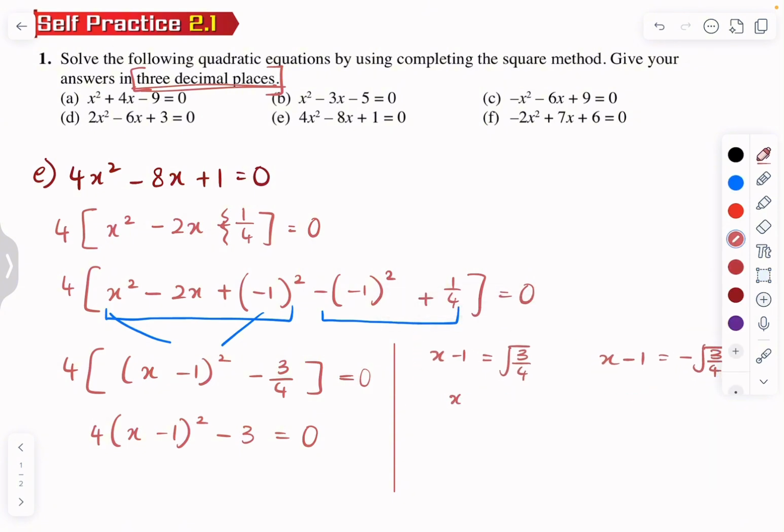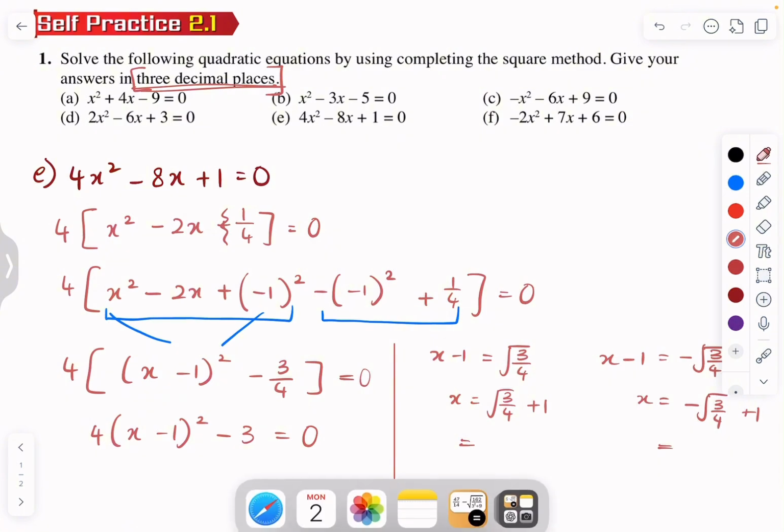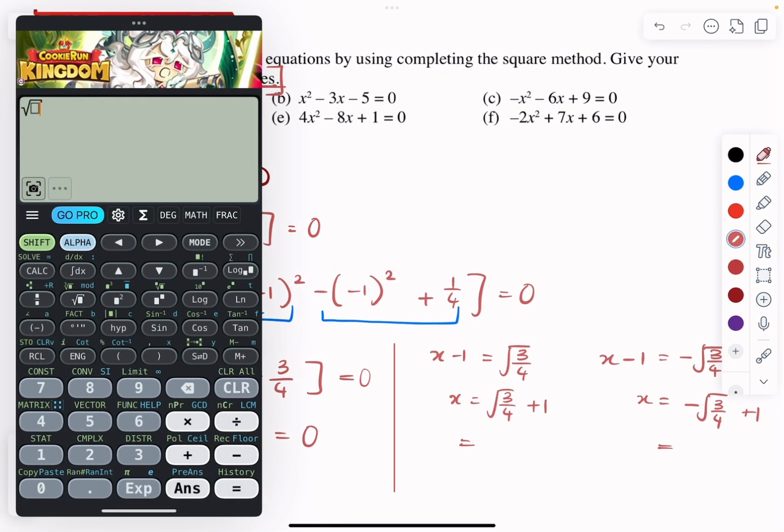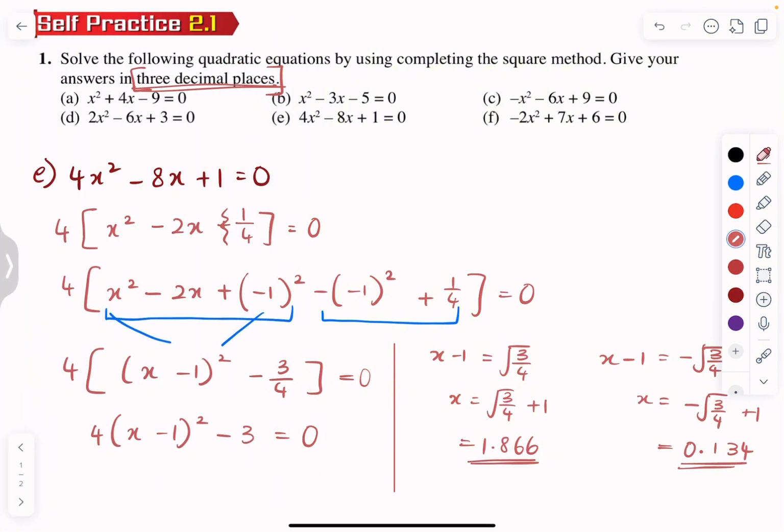So x is square root of 3 over 4 plus 1. x is negative square root of 3 over 4 plus 1. This one you just type in your calculator lah. Square root of 3 over 4 plus 1, you get 1.866. This is 3 decimal places. The other one is 0.134. Because the next number is 9, so you have to plus 1 lah. So you get these two answers. Done.